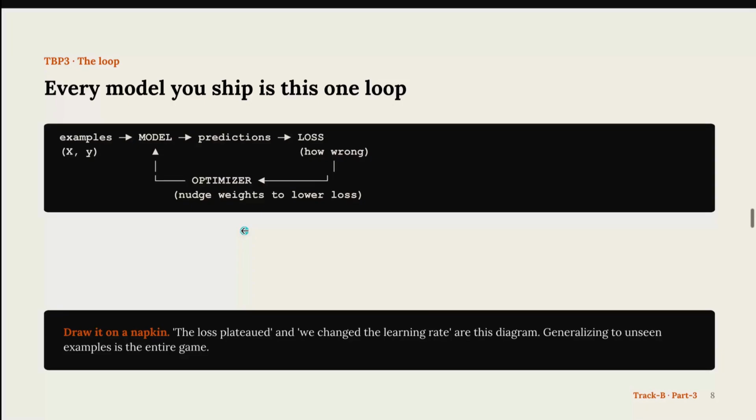We're going to look at models, the predictions that come out of them, the loss that we calculate, and how it passes through the optimizer to nudge the weights to lower the loss. So anytime people say that the loss plateaued or we are changing the learning rate, everything comes from this diagram.